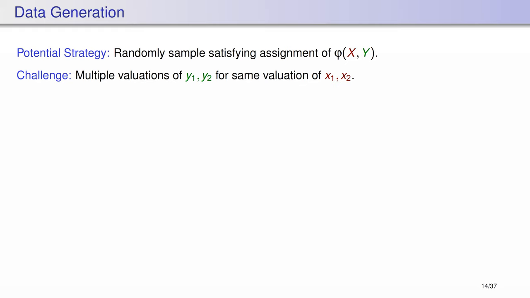In this case, you can ask, how should I generate the data? This is where the setting becomes a bit different from the classical learning theory setup proposed by Valiant in the 1980s. Remember, we have a relational specification. What do I mean by relational specification? For every value of x1, x2, there can be many possible values of y1, y2 that satisfy this specification. This is very different from the setting proposed by Valiant, where for every value of the input x, there would be a unique label, or a unique value of y.